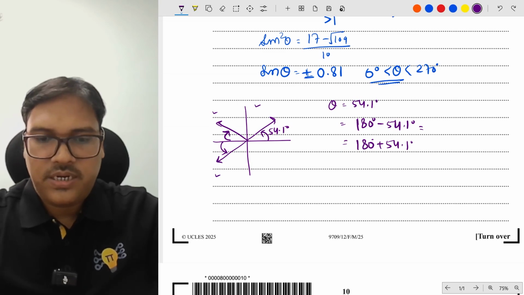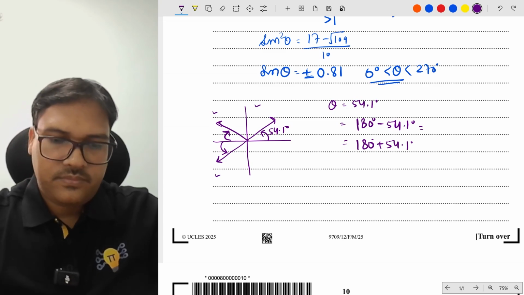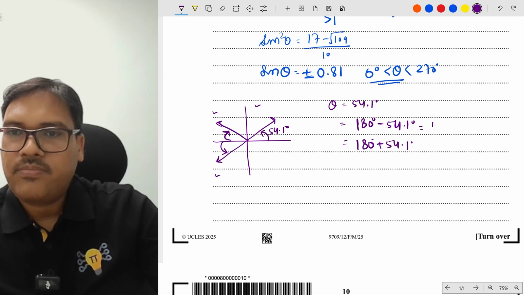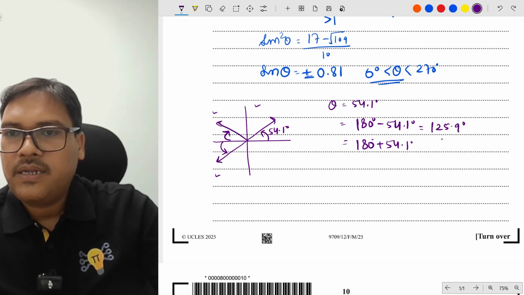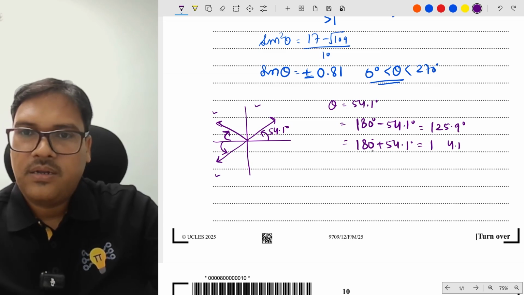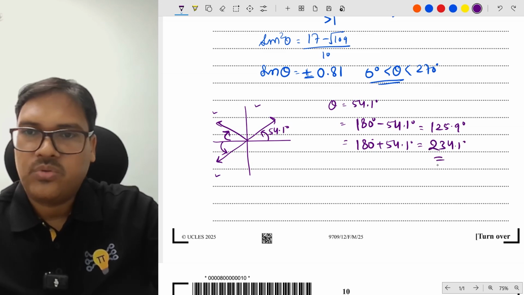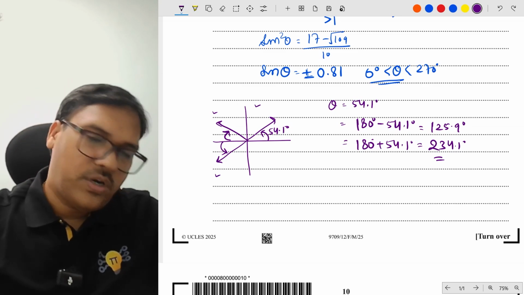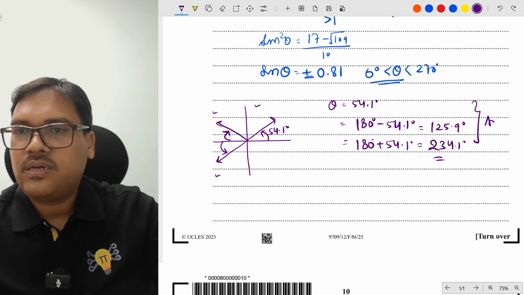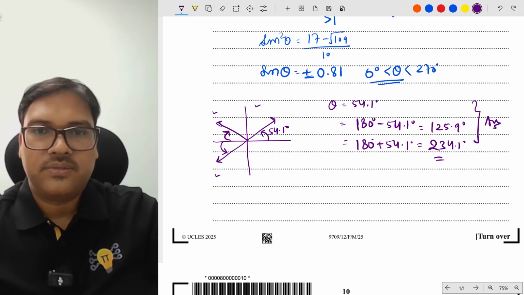So 180 minus 54.1 degrees is 125.9 degrees, and 180 plus 54.1 is 234.1 degrees. So these are the answers for this question: 54.1, 125.9, and 234.1. I hope this is clear.